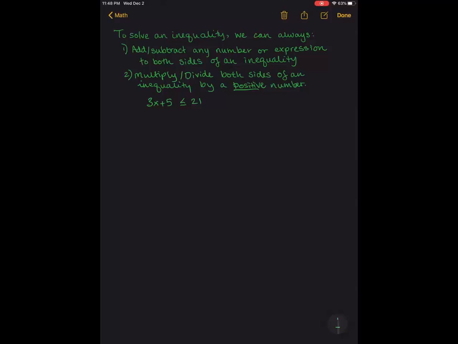We could solve this inequality first by subtracting 5 from both sides. I'm doing that so that all my variable expressions are on one side, and I would get 16 on the right. And then I could divide both sides by 3. So I have 3x over 3 less than or equal to 16 over 3. So x is less than or equal to 16 thirds. So I can rewrite that as 5 and 1/3.